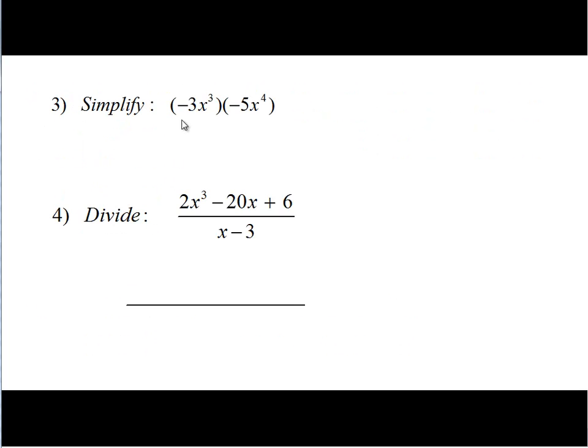Okay, simplifying. Negative 3 times negative 5 is 15. And then we add the powers, 3 plus 4. So you get 15x to the 7th.